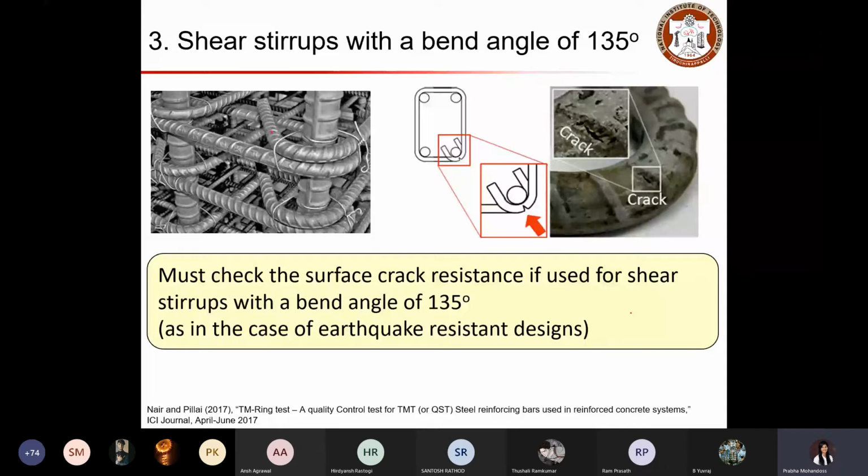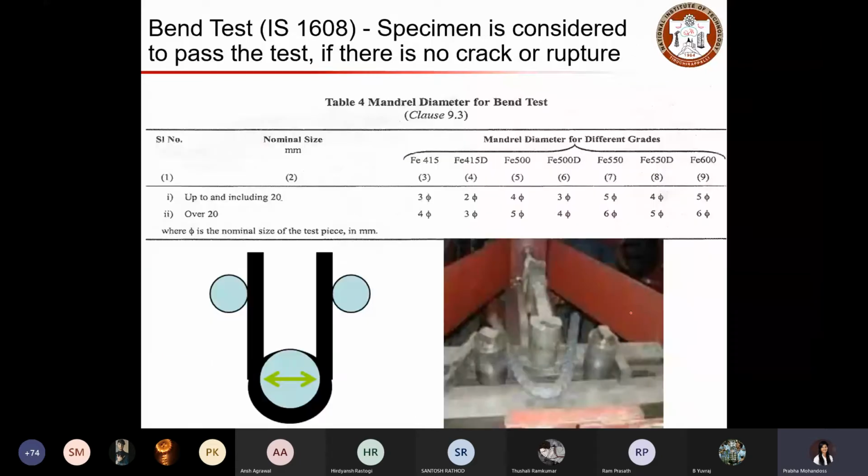So IS 1608 has specified a test method to follow and check whether your rebar is passing the test or not. So there is a test called bend test. The specimen is considered to pass the test if there is no crack or rupture when you bend at 135 degrees, 135-degree angle, right?